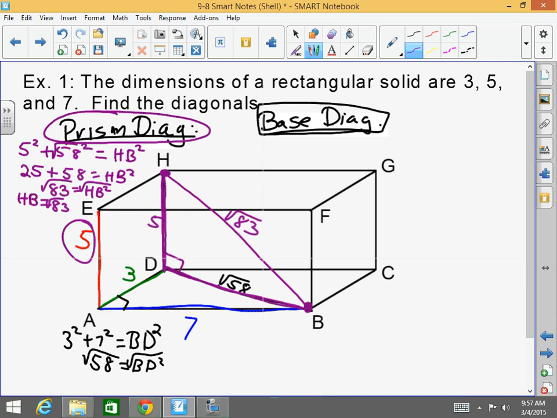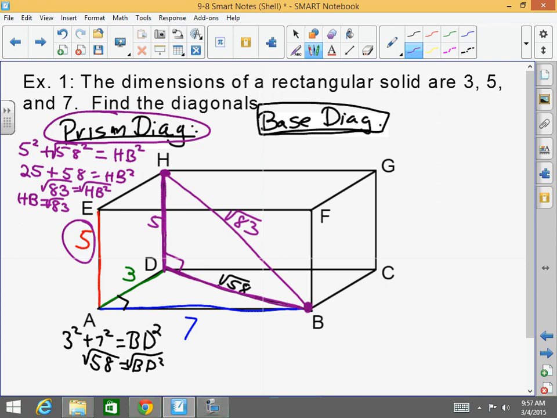We still got plenty of time. That's going to be used a lot in your homework. So do you have any questions on that before we investigate how to work with a pyramid? Yes, sir. Thank you. But how do you know? It says 3, 5, and 7. How do you know where to put the?